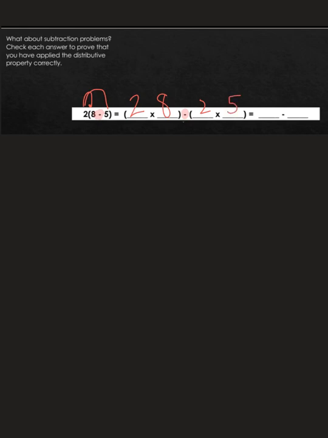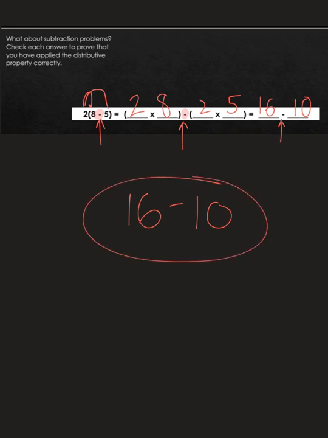Notice we have a subtraction sign in between because we had a subtraction sign in our beginning problem, which then means we have a subtraction problem in our final answer. So 2 times 8 is 16 minus 2 times 5, which is 10. So using the distributive property, we found it is 16 minus 10. Go ahead and pause this video and try this one on your own.